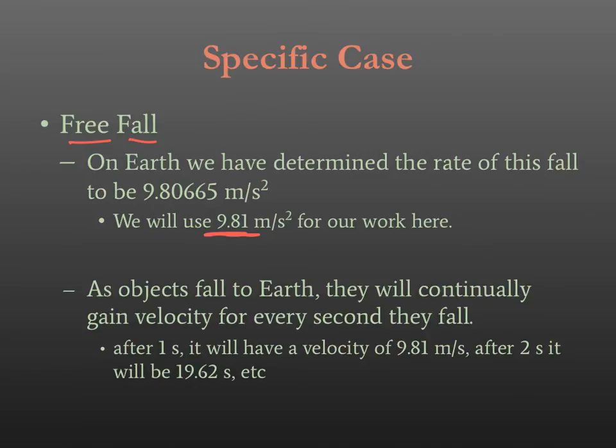What this means is that if you drop something like a golf ball, after 1 second, it will have a velocity of 9.81 meters per second. After 2 seconds, it will have a velocity of 19.62 meters per second, and so on and so forth, increasing at a rate of 9.81 meters per second every second until it hits the surface of the Earth or hits something. Now, in this case, we're not going to concern ourselves with air resistance or terminal velocity, but these are things that we will talk about more as we get into forces and how forces affect acceleration.